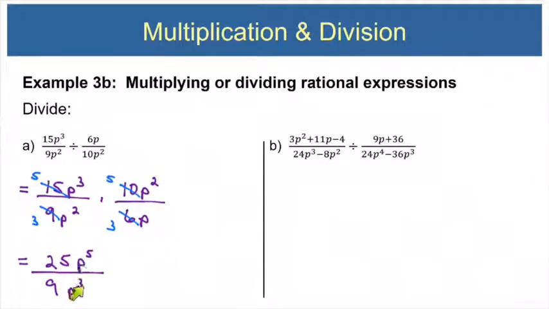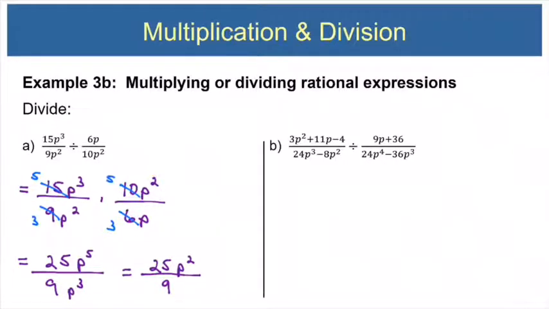Alright, now notice that I have more p's in the top than I do in the bottom. So when I say 5 minus 3, I'm going to get p squared, and that p squared needs to go in the top because that's where I have more p's. Now, ask yourself if 25 and 9 can both be divided by the same number. The answer is no, so these numbers don't need to simplify, but now we're just simplifying the variable. So it's going to be 25p squared over 9, and that's our final result for that part of the example.